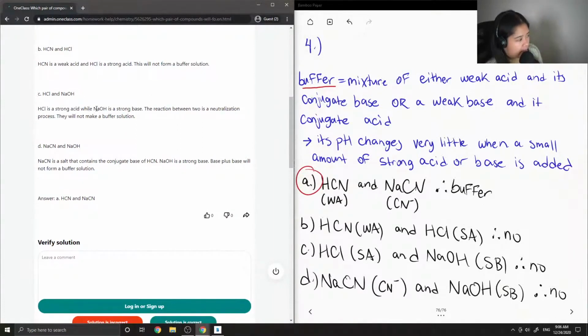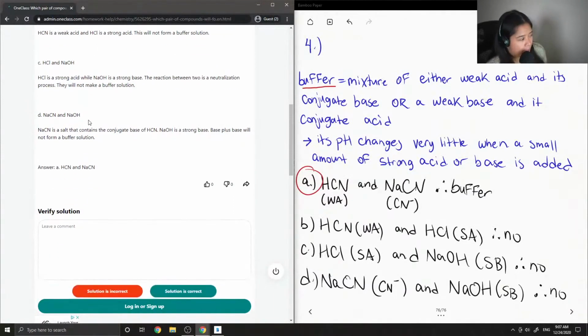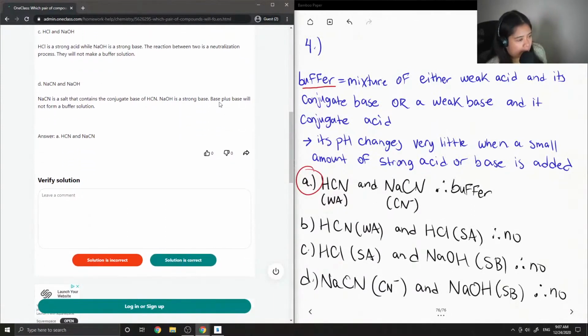HCl is a strong acid, while NaOH is a strong base. The reaction between the two is a neutralization process, so they will not make a buffer solution. And then lastly, sodium cyanide is a salt that contains the conjugate base of HCN. Sodium hydroxide is a strong base. Base plus base will not form a buffer solution. Yep, so this solution is correct.